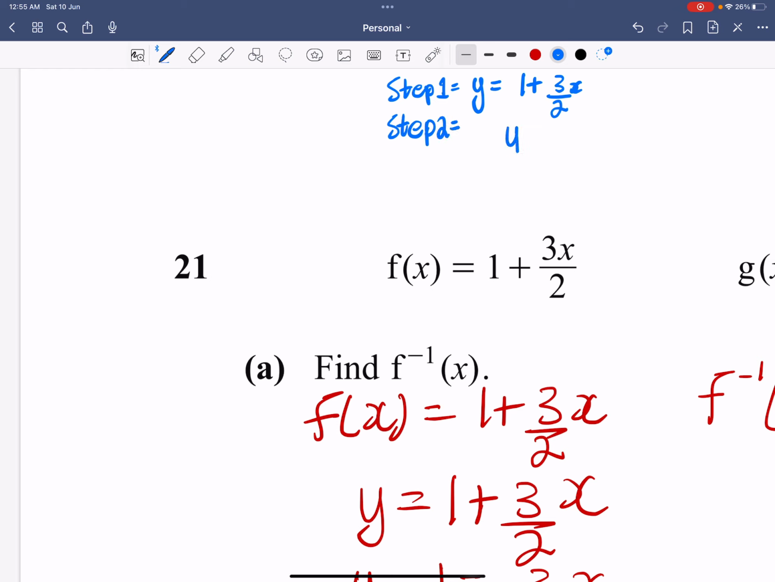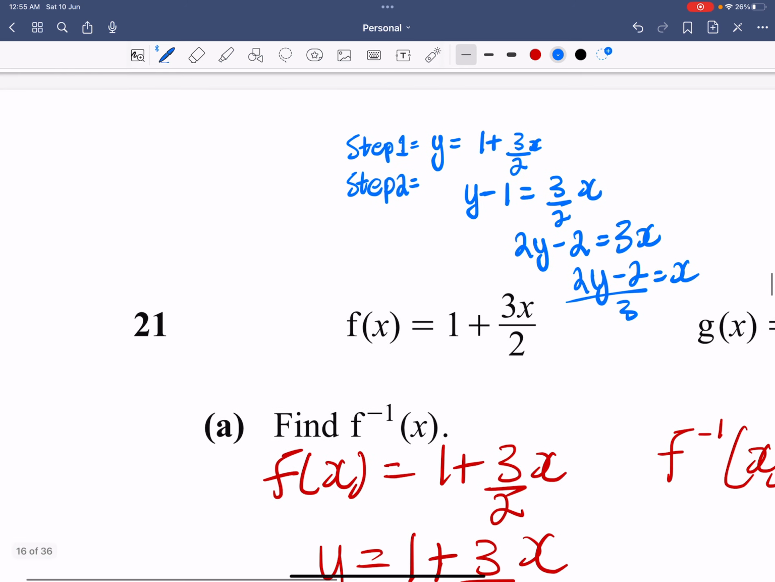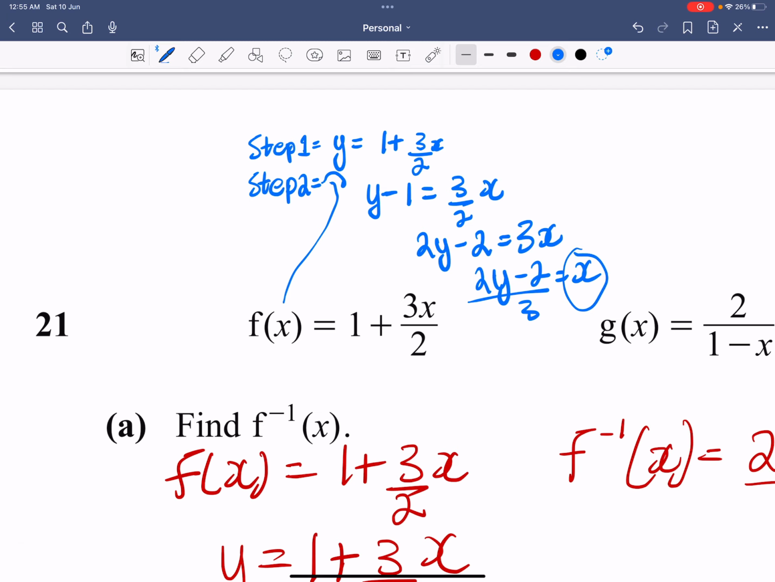In order to make x the subject of the formula, y minus 1 equals 3 upon 2x. 2y minus 2 equals 3x. (2y minus 2) upon 3 equals x. So step 1 was replace. I'm repeating myself constantly so that you remember. I replaced f of x by y, right? Then make x the subject of the formula, right?